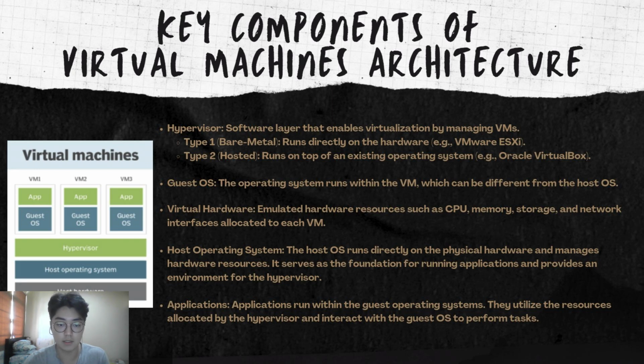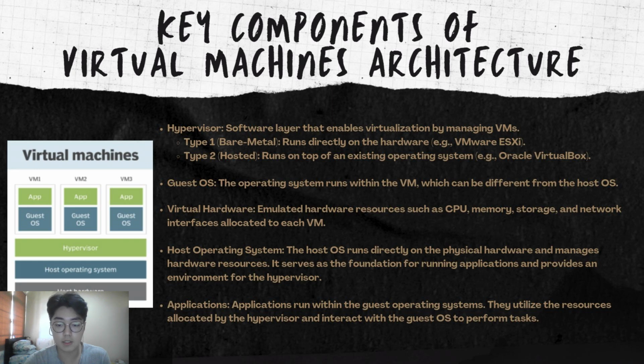And next is the guest OS. The guest OS is the chosen operating system that runs within the virtual machine. The guest OS itself can be different from the host operating system, but the chosen guest OS and host operating system must also be compatible with the chosen virtual machine itself. And next up is the virtual hardware. It emulates hardware resources such as the CPU, memory, storage, and network interfaces, with them being allocated to each virtual machine.